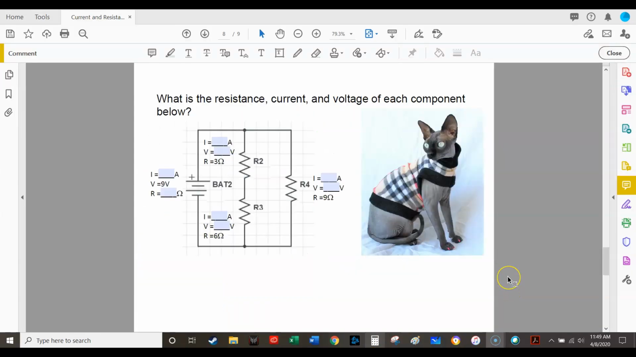So let's move on to another problem. We have a battery that is 9 volts. It's producing 9 volts. We have R2 and R3. R2 is 3 ohms and R3 is 6 ohms. We don't know the current and voltage. R4 is 9 ohms. We don't know the current or voltage. So this is a puzzle that you could solve multiple ways. Try to find the current, resistance and voltage of all the components. And let's see how you do.